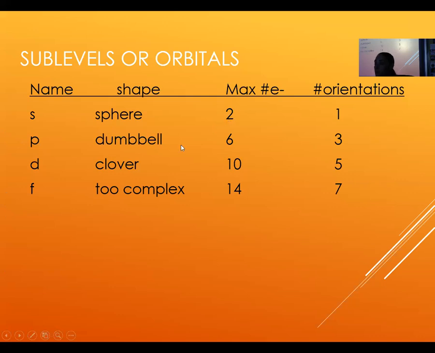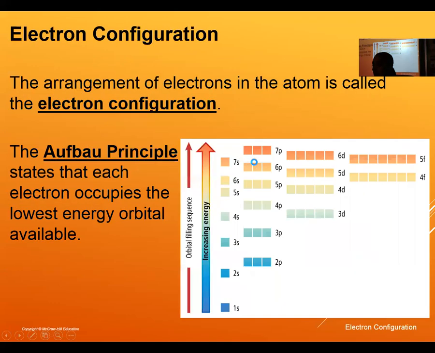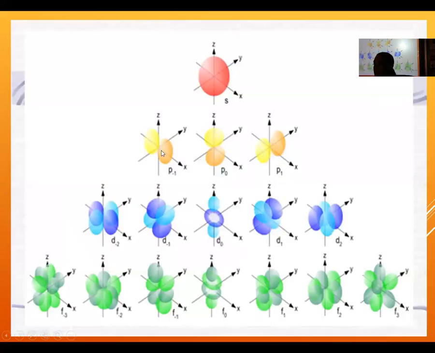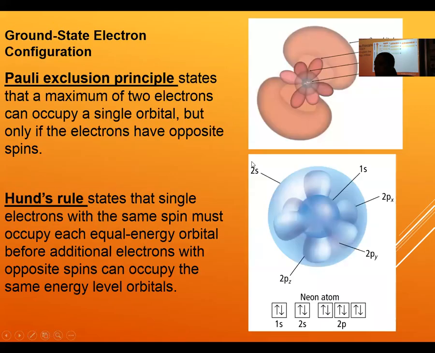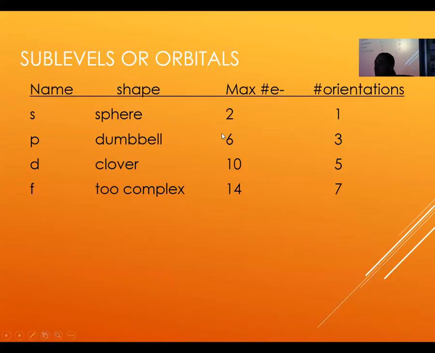With the dumbbell shape, I'm going to go back a second. There's 3 different ways that the dumbbell shape can be around the axis. It can be like this, it can be like this, or it could be like that, okay? And so each one of these shapes can hold 2 electrons. So that's why in our chart, it says that it can hold 6, because you have 3 different orientations. So each one can hold 2 electrons, so you have a total number of 6 electrons that can fit in the P level.